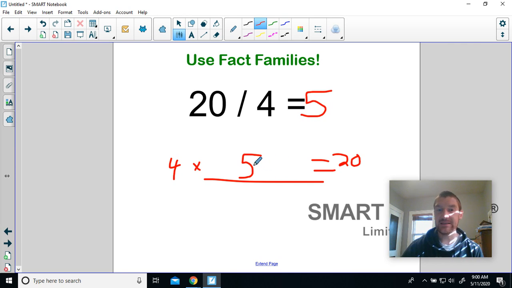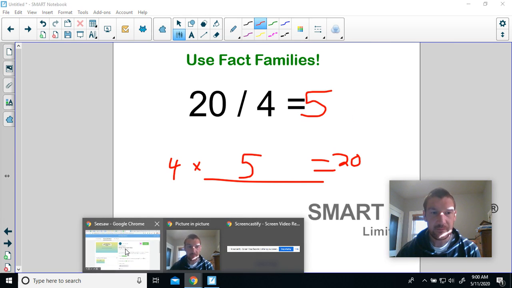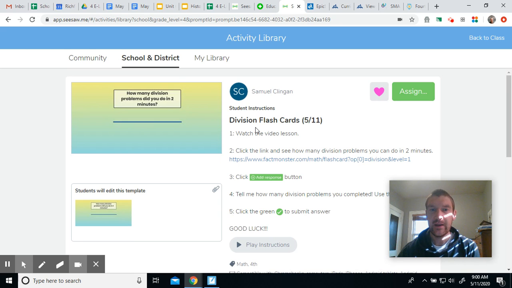So that's what I mean when I say using your fact families. Think about how multiplication and division are related. See how it's those same three numbers, 20, 4, and 5. It's just thinking about which number is missing. Okay, so you can think about it like that. So in today's assignment, here's what you're doing. You're watching the video lesson. Then you're going to click this link, okay? And you're going to see how many division problems you can do in 2 minutes.